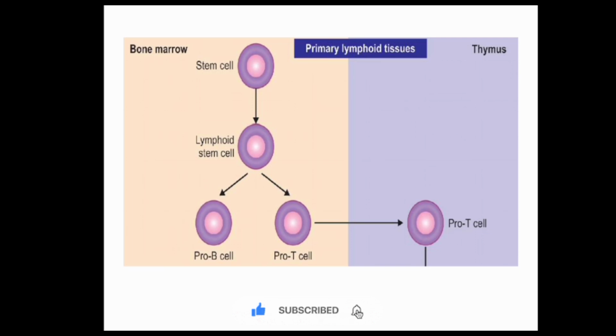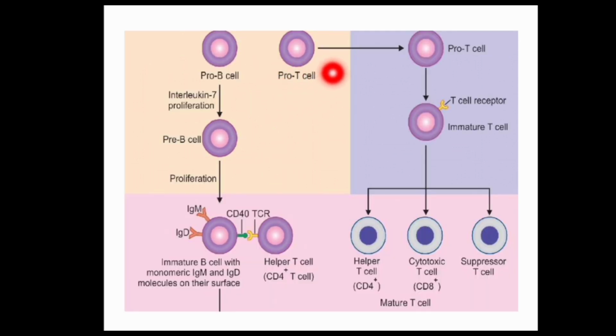Here I am showing the picture of it. First, bone marrow is the hemopoietic organ. So bone marrow produces the stem cell. They differentiate into lymphoid stem cells. Again it further differentiates into pro-B cells and pro-T cells. The pro-T cells migrate into the thymus. In the thymus, further maturation leads to the formation of helper T cells, cytotoxic T cells and suppressor T cells.